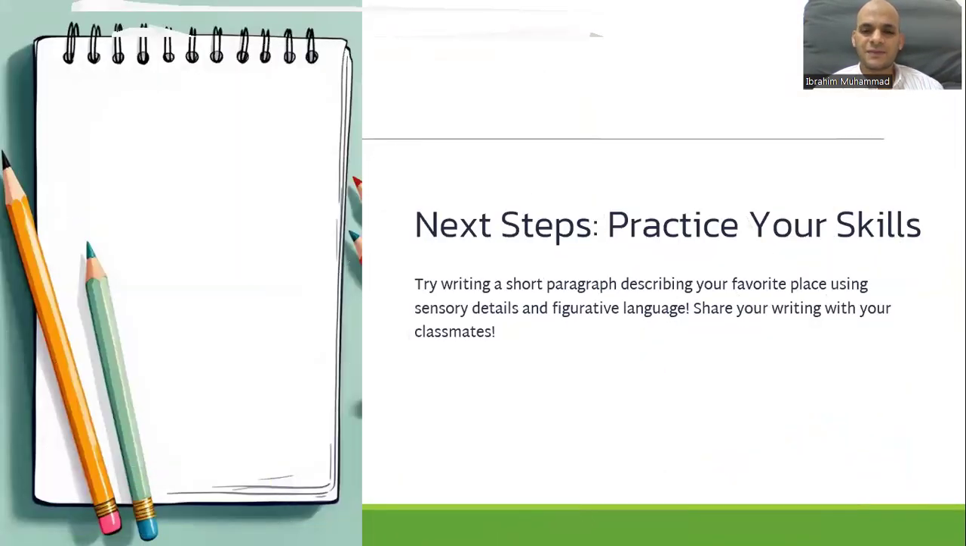At last, next step, practice your skills. Try writing a short paragraph describing your favorite place, but do not forget to use sensory details, vivid language, and figurative language. And then, after you finish your writing, share your writing with your classmate.